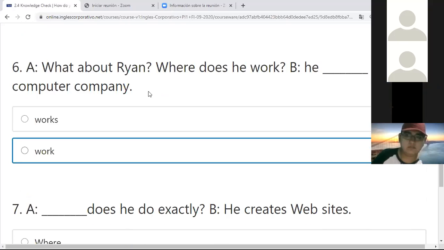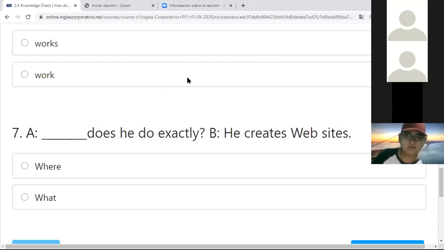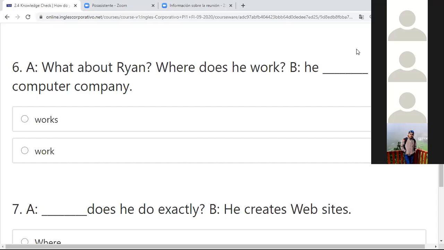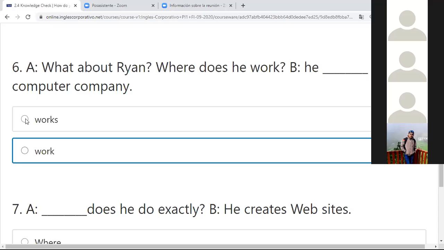What about Ryan? Where does he work? He works or he work? Marvin Castro. Hello, teacher. Hello, welcome, Marvin. So in your opinion, number six, is it works or work, Marvin? Works. Thank you very much.